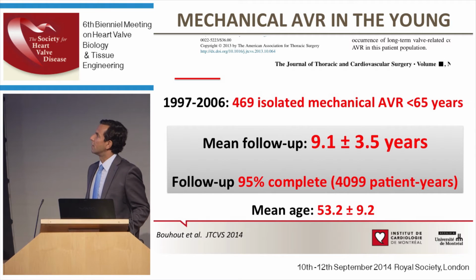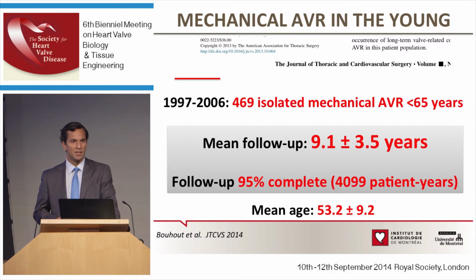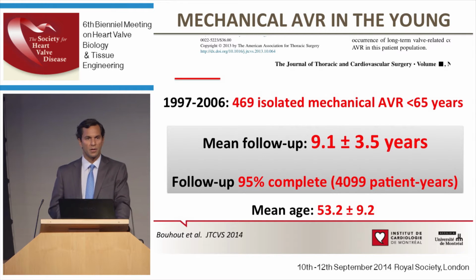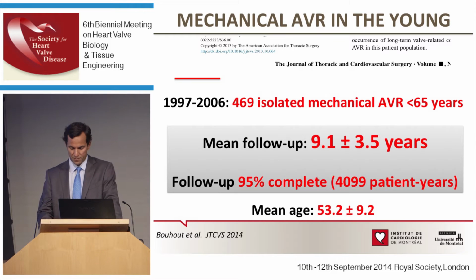One of them is a study that we recently published looking at isolated mechanical aortic valve replacement in young adults, which we defined as under 65 years of age. We looked at patients operated from 1997 to 2006, so a contemporary series of patients, and they were all consecutive patients. We excluded all concomitant procedures, coronary disease, reoperations, emergency cases, including dissections, and endocarditis patients. So we excluded any reason that may impact these patients' long-term prognosis. The mean age of the patients was 53 years at the time of surgery, and the mean follow-up was 9 years and was 95% complete.